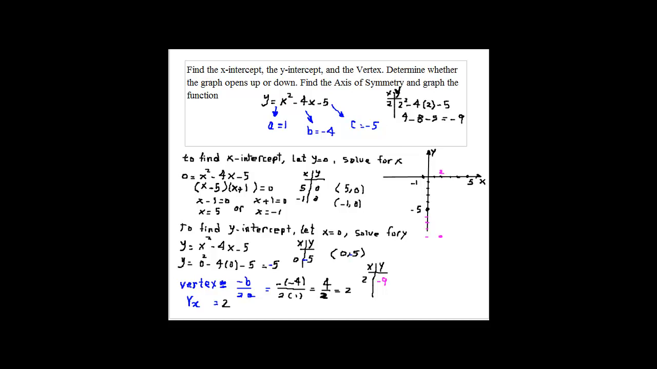This parabola opens upward when a is positive, greater than 0. That's the indication that the parabola opens upward, and if it's less than 0, we can see the parabola going downward like this. So we have all the points we need to graph this. The rough graph looks like this. This is supposed to be minus 5 right here, and plus 5.